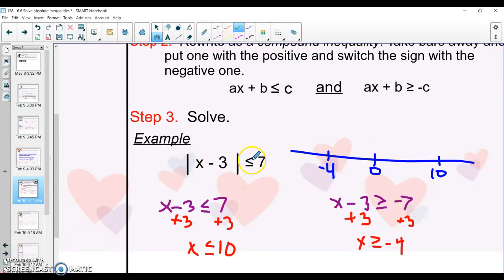Am I keeping the value or not? I am, because I see that equal to piece. So I want a closed circle. Now, do I want the distance to be less than or greater than? Well, I want it to be less than. And so my values go into the inside. So what this is saying is I want the distance between x and whatever else I have to be less than 7. If I take x and I take 3 away from it, the distance between that and 0 should be less than 7. You can take any number within that here, and it fits.